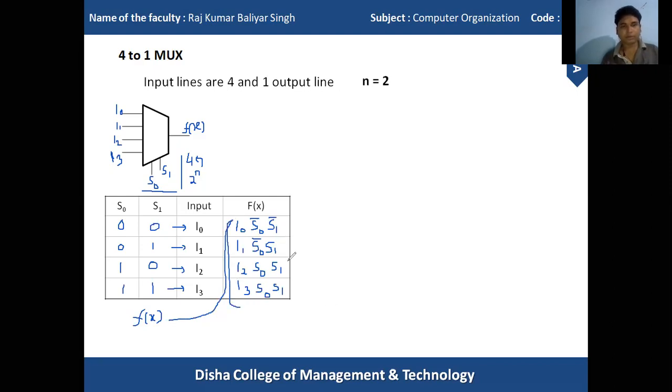Okay, or we have to do the OR operation. So when we get this final f of x, whatever the function will come, we have to design this logic circuit according to the function. Okay, let's see.